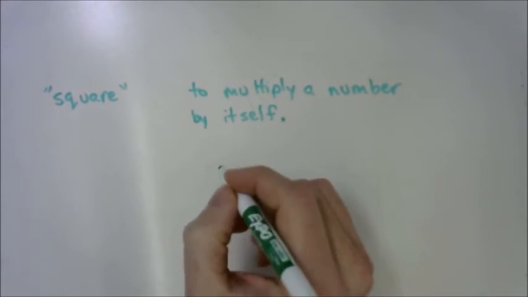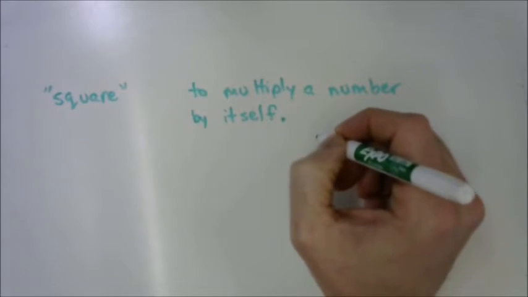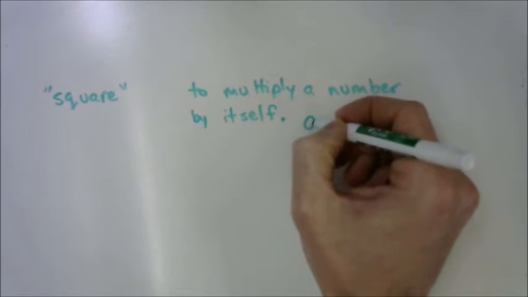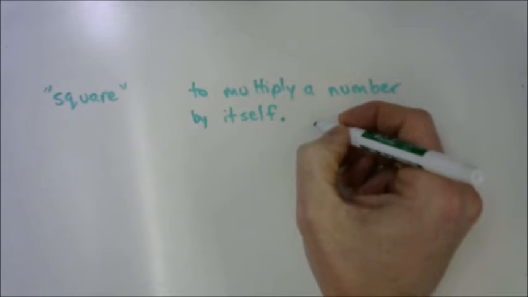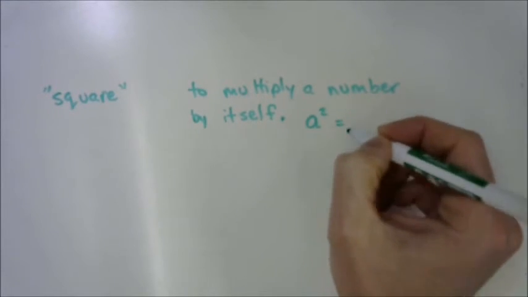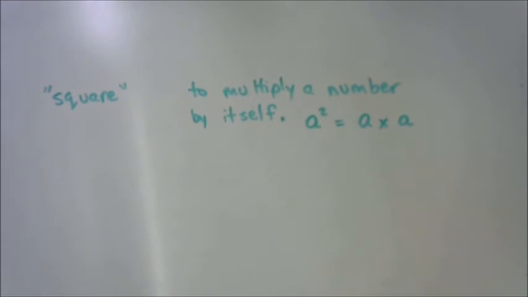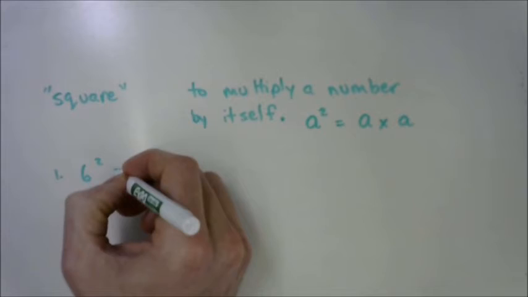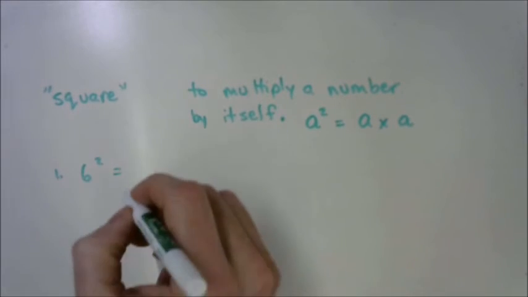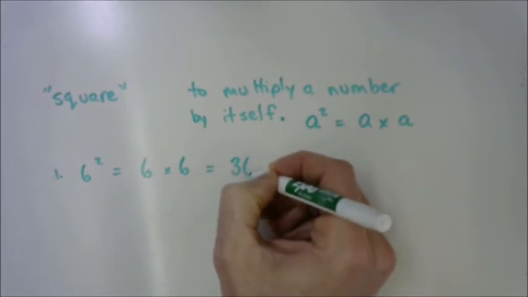And I always like to give a little example there. Basically, we use an undefined variable, so we could say sure, let's do x. No, x is hard because it looks the same as multiplication. Let's say a squared, and it equals a times a. Yep. That's it. So let's try a few. Number 1, 6 squared. What does it equal? 6 times 6, which equals 36.